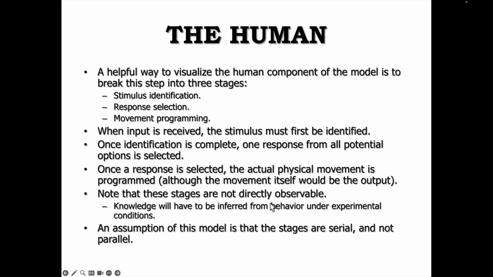Now understand that these stages are not directly observable. We can infer that processing is happening from behavior under experimental conditions, but we cannot see in real time when stimulus identification starts and stops, when response selection starts and stops, and when movement programming starts and stops. In this model, we assume that the stages of stimulus identification, response selection, and movement programming are serial, meaning they happen in series, one after the other, and we assume that they are not parallel.